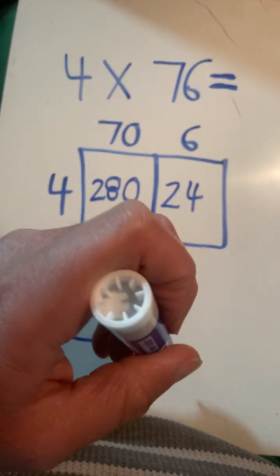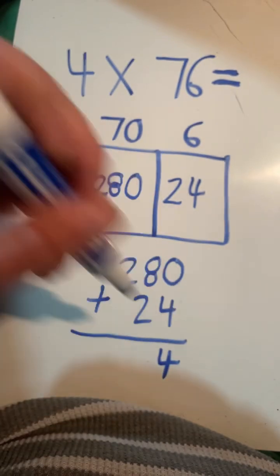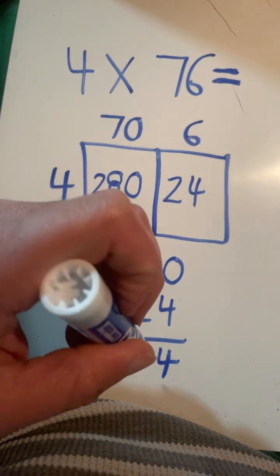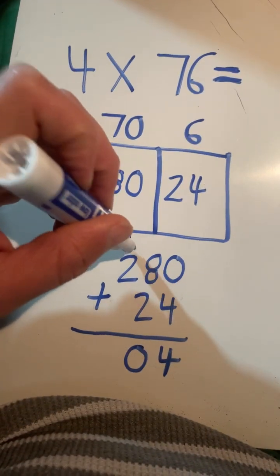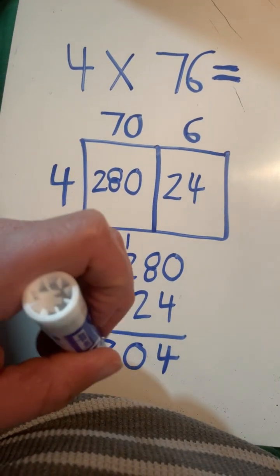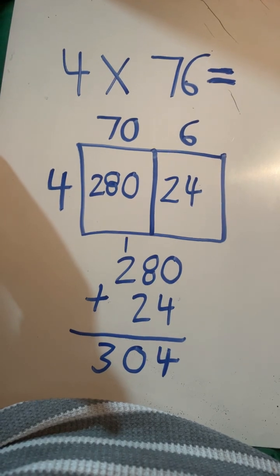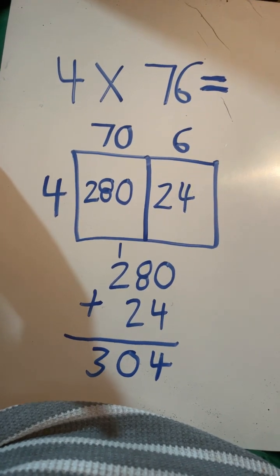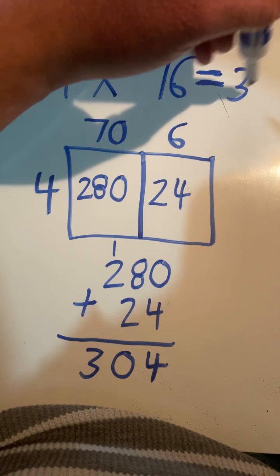All right, 0 plus 4 equals 4. 8 plus 2 equals 10. 0, carry the 1. 1 plus 2 equals 3, and we have our final answer. 4 times 76 equals 304.